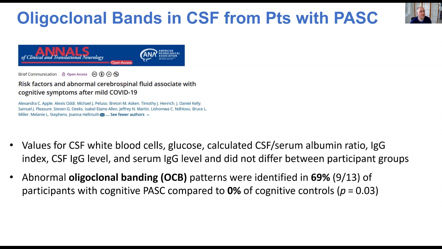So the question is, what's causing these? What's happening? Is this viral persistence? Is this reactivation of other latent viral infections that pre-existed SARS-CoV-2 infection? So a lot to think about there.